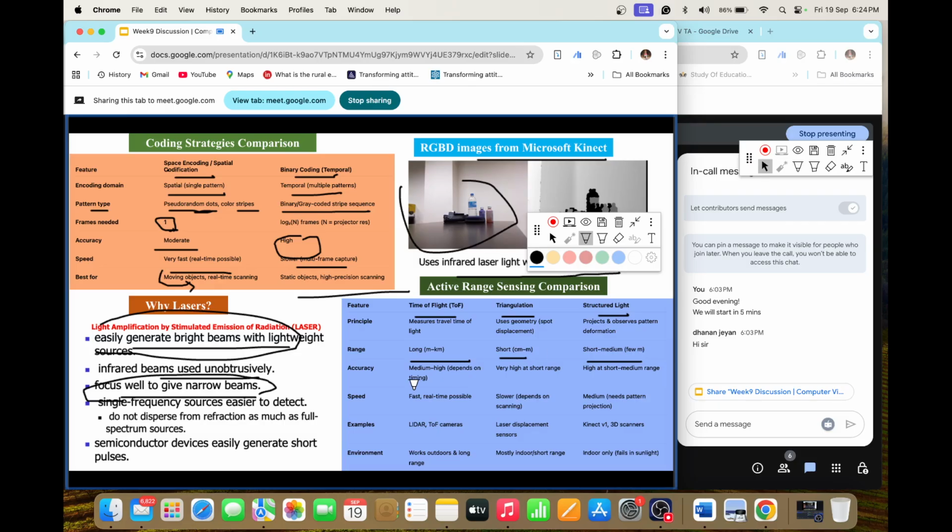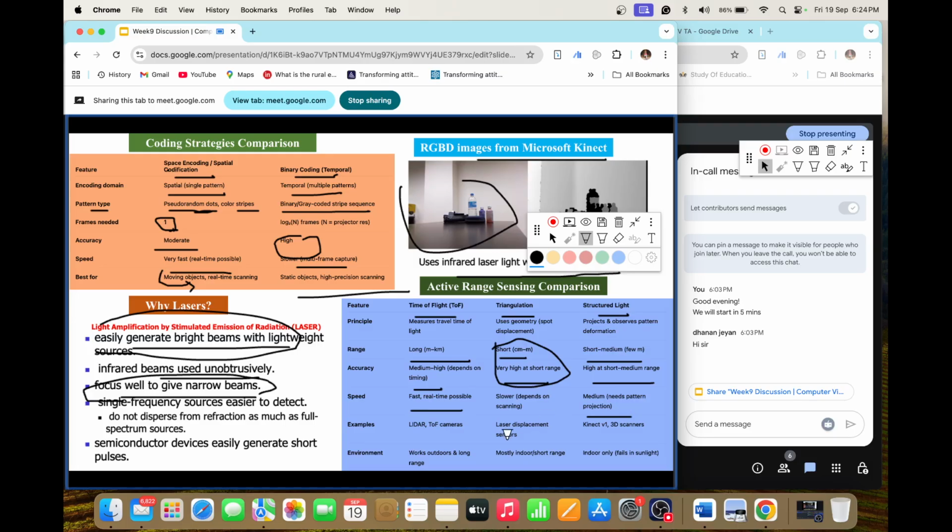Accuracy is medium to high. Triangulation has very high accuracy because we are only dealing with a short range. Here it is kind of medium. Speed: time of flight is fast, real time possible. Triangulation is slower, it depends on the scanning. And structured light is medium, it needs the pattern.